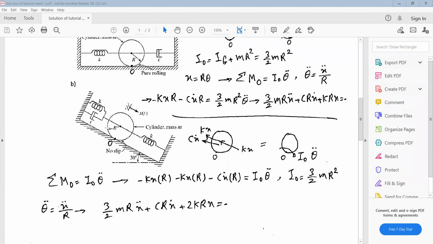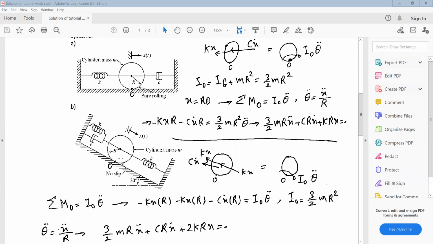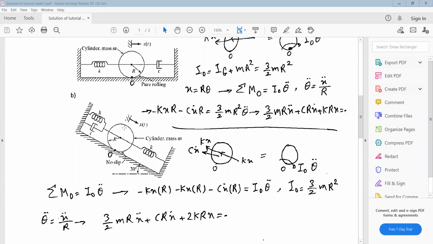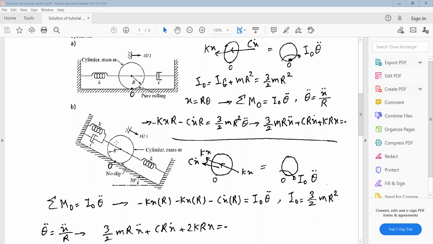For part B, we have a system similar to part A, but this time it's located on a slope, and here we have an inclined surface. For this system, when you want to extract the equation of motion in terms of vibration, the mass of this cylinder will create some initial deflection in the springs, and we should ignore the weight and initial deflection. The equation of motion is similar to the previous part, part A.